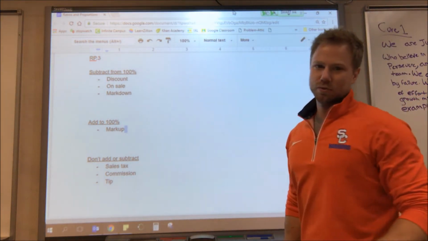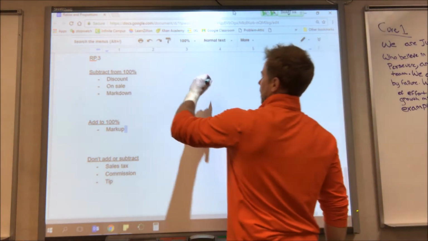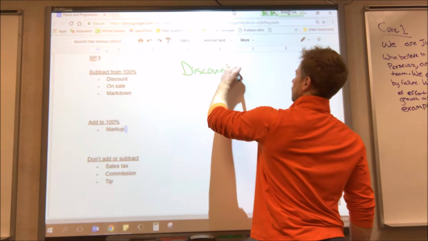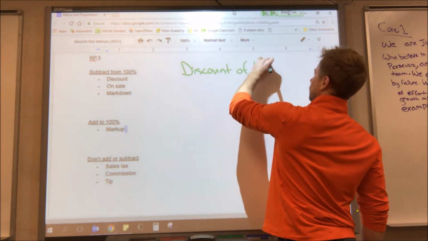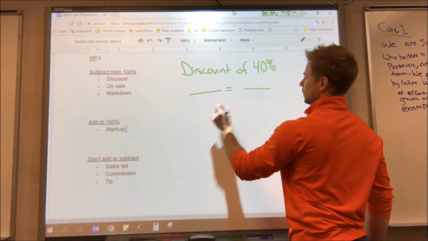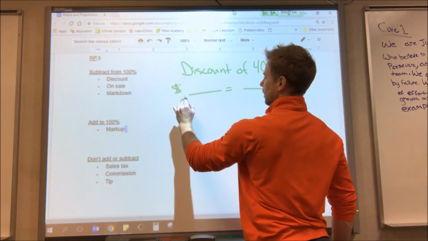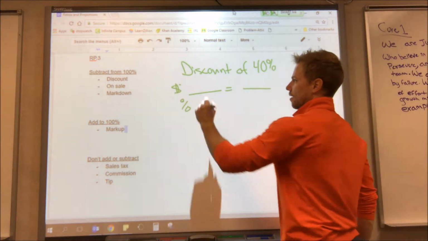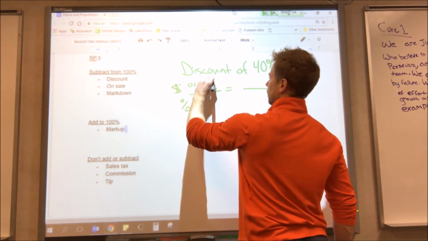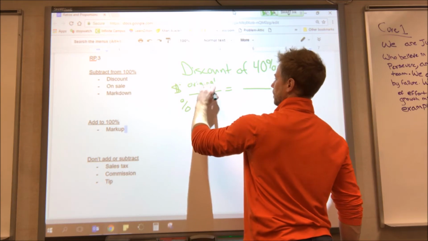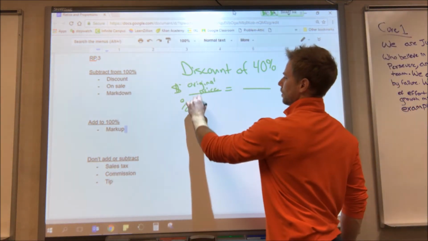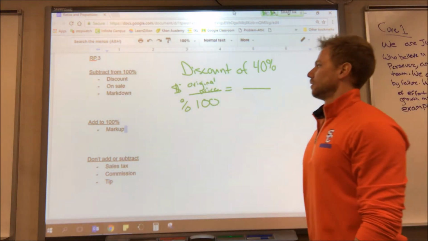So I'll give you an example of what that looks like. Let's say we have a discount of 40%, then in our proportion, our labels are money and percent. We have our original price goes on top, which is normal, how we've been doing it. On the bottom is 100%.